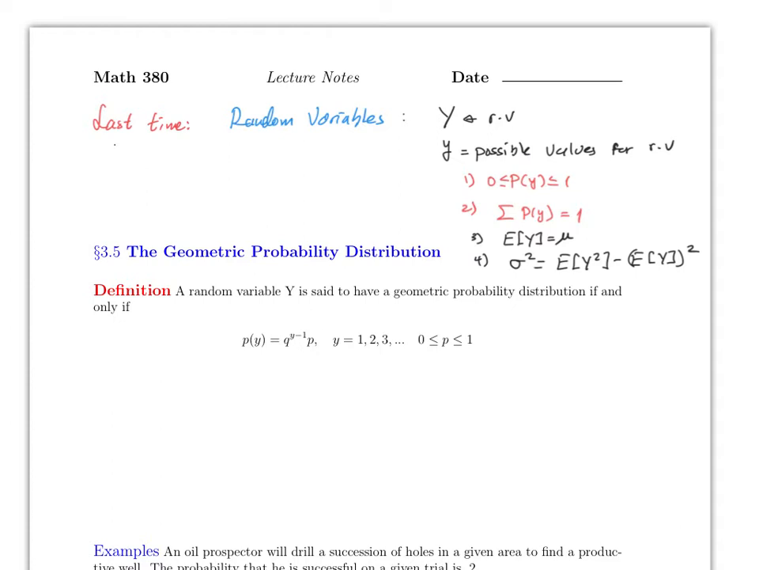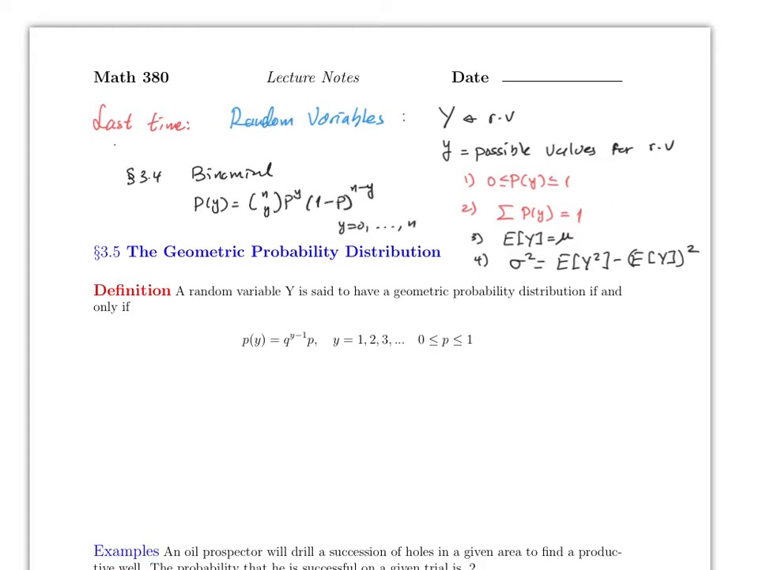In section 3.4, we talked about the binomial random variable. And for that one, the density function was equal to, remember, n choose y, p to the y, 1 minus p to the n minus y, where y was equal to 0 all the way to n. Okay, so that's what we did last time.